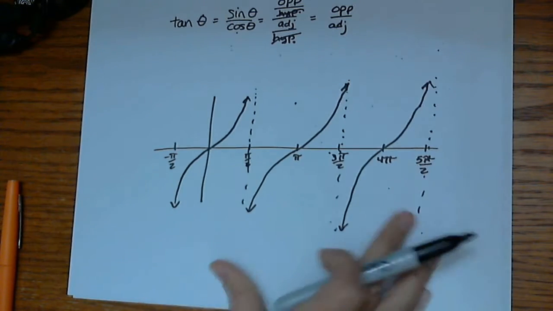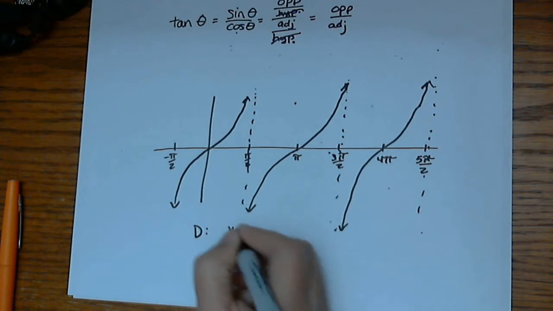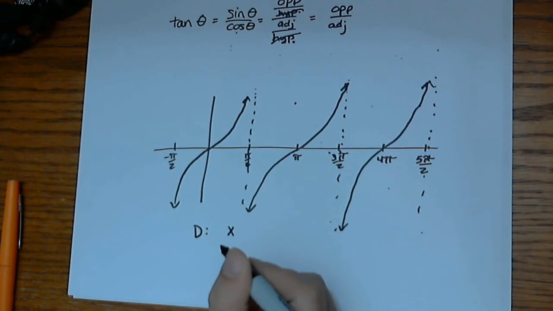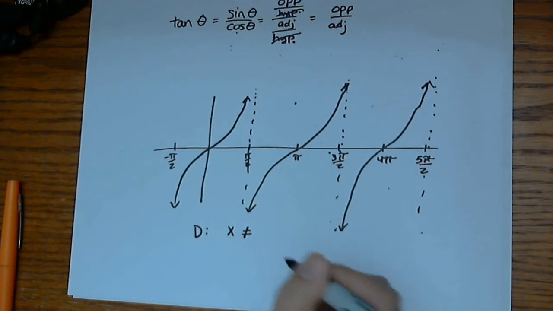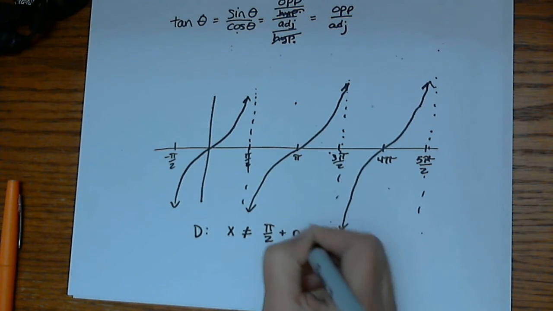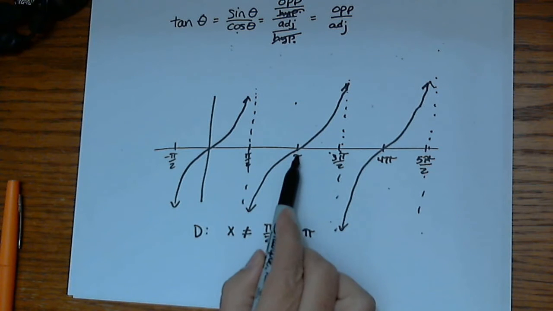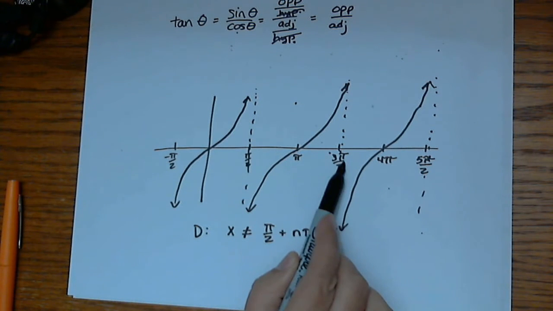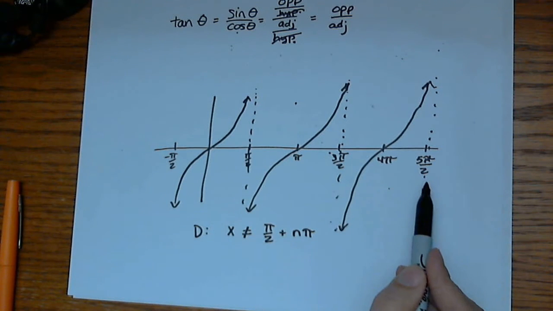So in this case, we would say the domain is going to be that x, or theta in this case, whichever one you're using, cannot be pi over 2 plus n pi. Now think about that. I want to make sure you understand that. Pi over 2 is this place. Pi is okay, but 3 pi over 2 is not. 5 pi over 2 is not in our domain.